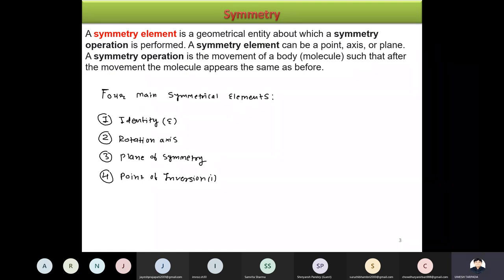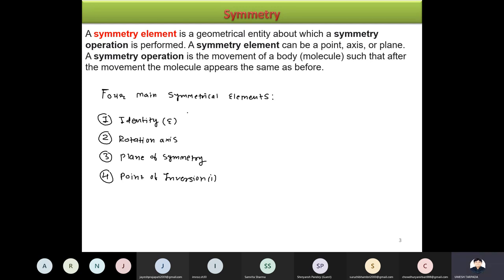So symmetry element is a geometrical entity. It may be an axis, it may be a plane, it may be point of inversion I, or it may be identity E, by which we can perform a symmetry operation. Symmetry operation is nothing but you can do rotation, mirror image, or apply point of inversion I. Whatever result you get should be similar or equivalent to the original structure, or exactly the same as the original structure. That process we call symmetry operation, and this is a valid symmetry operation.